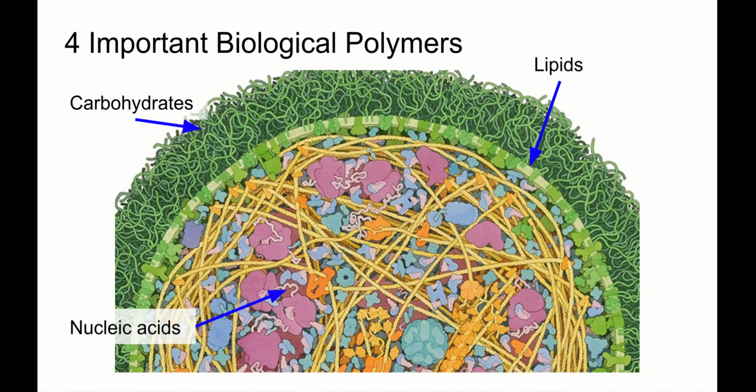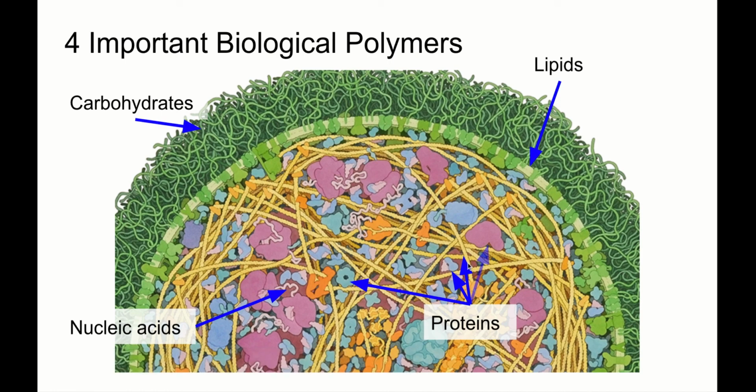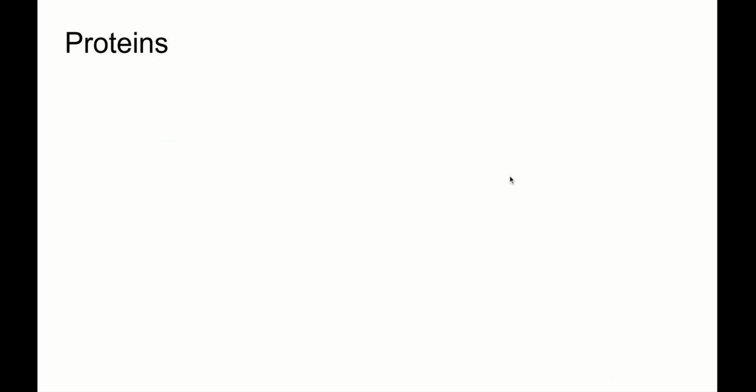Nucleic acids are another important biological polymer, and these light pink squiggly things, those are probably strands of RNA, which is a type of nucleic acid. And then finally, we have proteins, and proteins are pretty much everything else. All of these interesting shapes, these are all proteins, and they are all doing different jobs in the cell. So most of what we see on here, most of these large molecules are proteins.